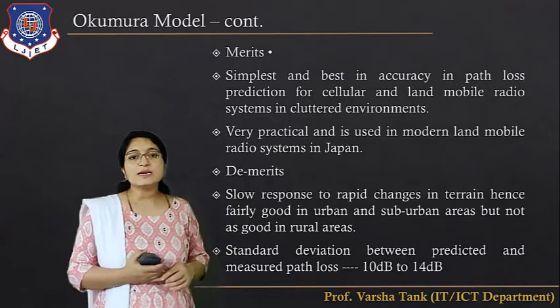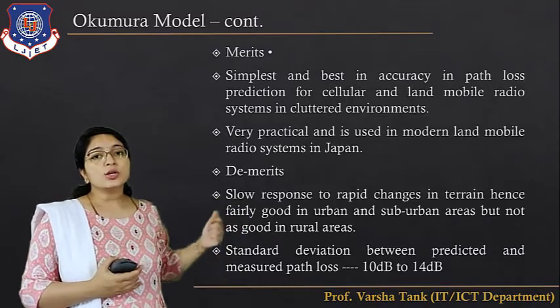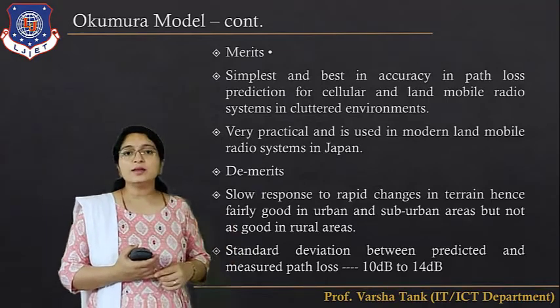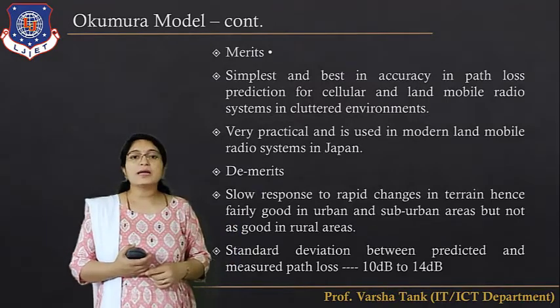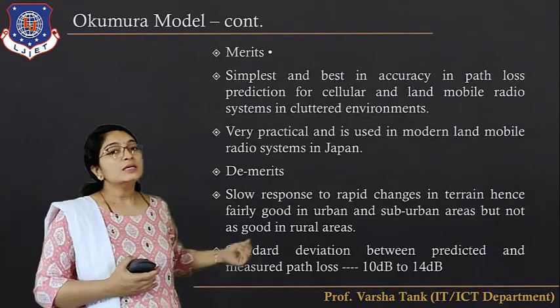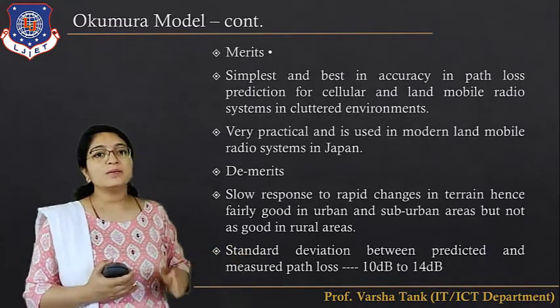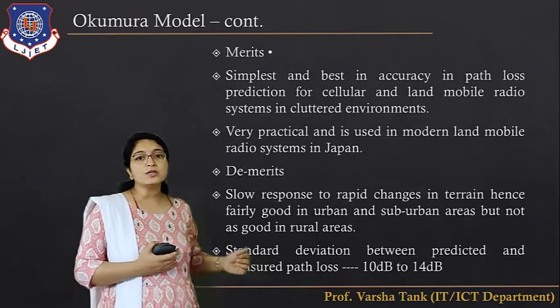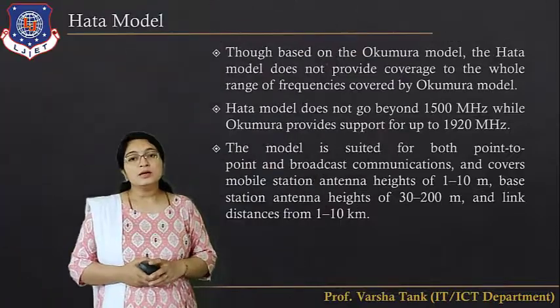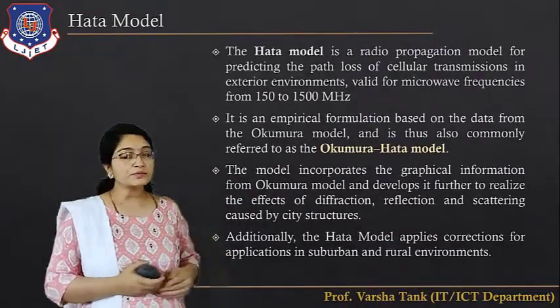Now, which are the disadvantages of this? Slow response to rapid changes in the terrain, hence it is fairly good in urban and suburban areas, but not as good in rural areas. The standard deviation, sigma, between the predicted and the measured path loss is 10 dB to 14 dB only.